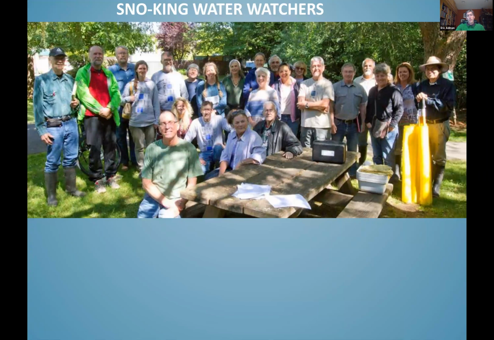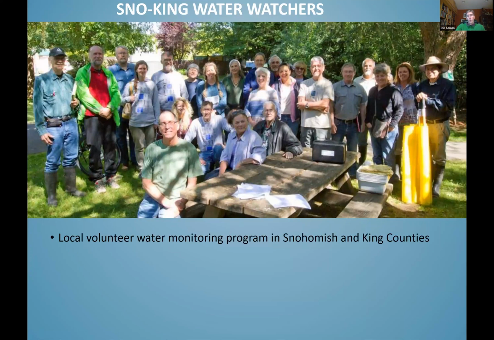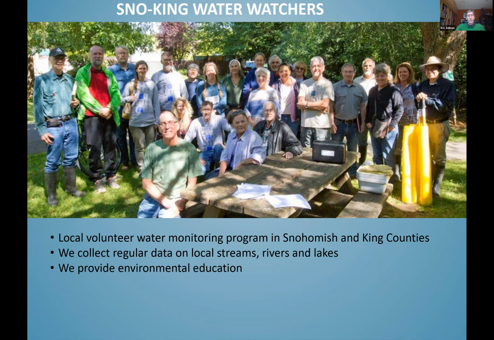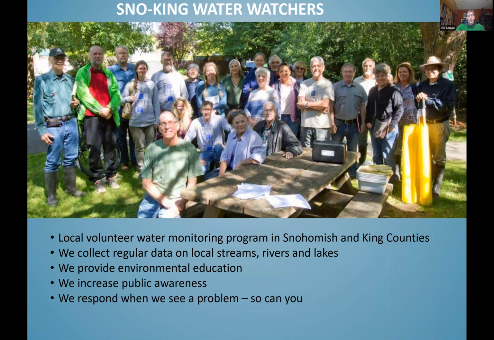Our organization is Sno-King Water Watchers. That's our water quality monitoring group within Sno-King Watershed Council. We're a local water monitoring program operating in Snohomish and King counties. We collect regular data on different water bodies, which include streams primarily, and also some rivers and lakes. We do some environmental education, like the program that we're offering today. We try to increase people's awareness of what's going on with the water bodies, and we can also report issues that we see.